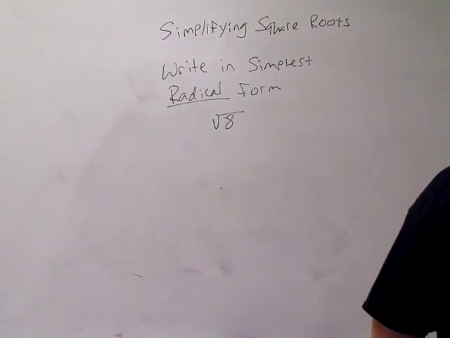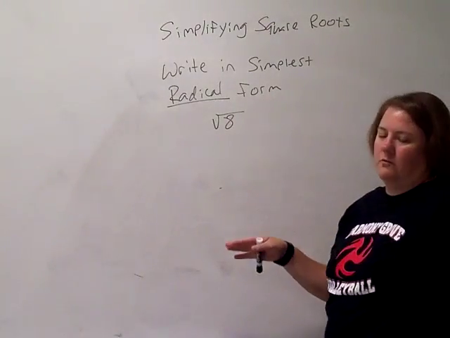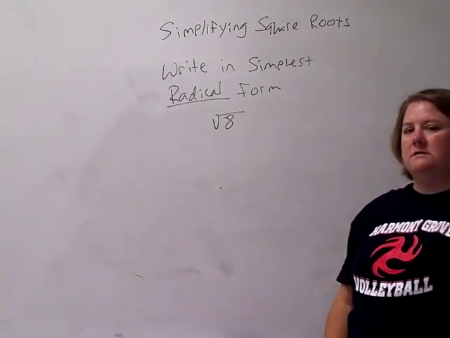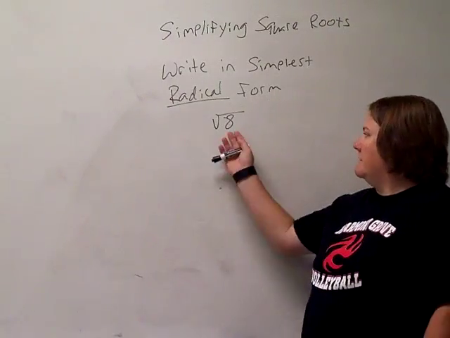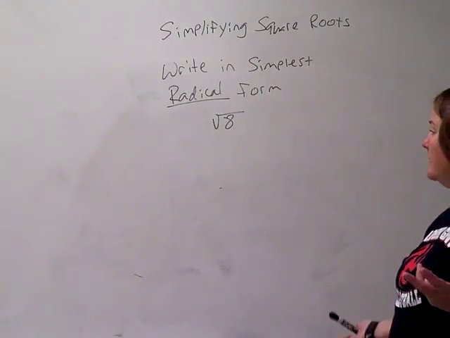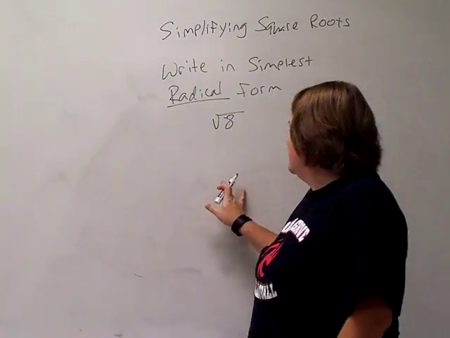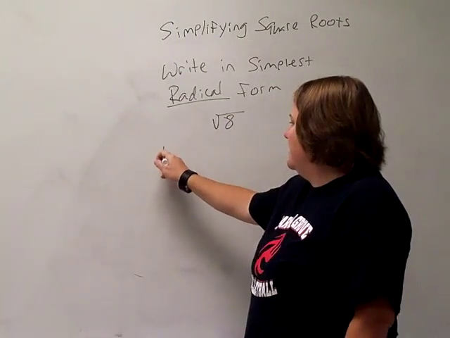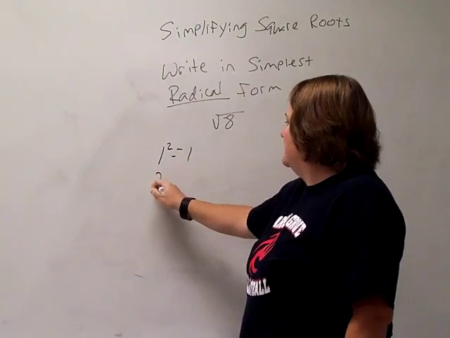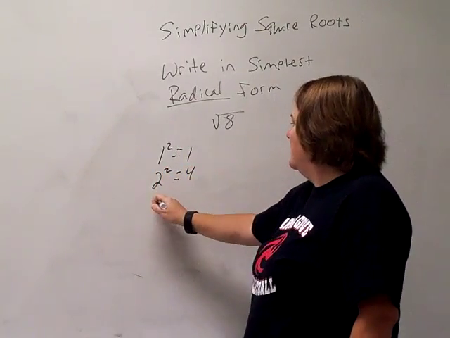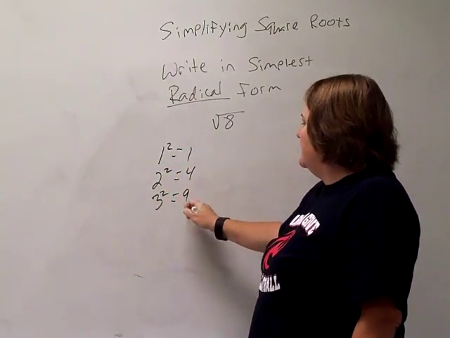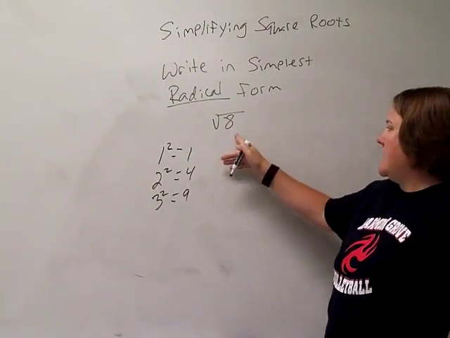Alright, so if I want to leave this in radical form, what I'm looking for is what is the biggest perfect square that will go evenly into 8, okay? Or even is 8 a perfect square? So to check this, I'm going to run through a few perfect squares with you. 1 squared is 1, 2 squared is 4, 3 squared is 9. That's enough. I don't need to list any more because 9 is bigger than 8.